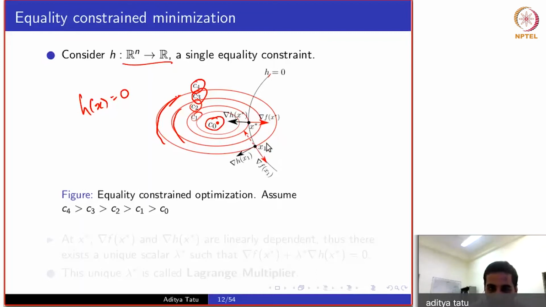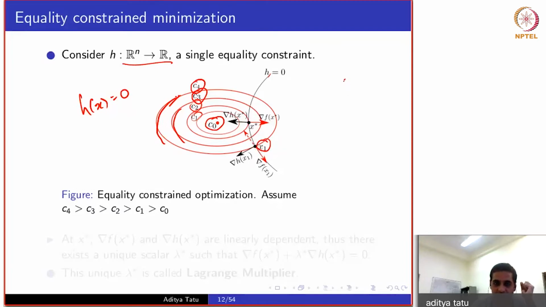Okay, so if I take a look at this point x1, since this curve represents points where h is 0, in what direction would the gradient of h point? Although I have drawn it over here, intuitively, what does that mean? The gradient of h, remember, points in the direction in which the function increases the maximum.